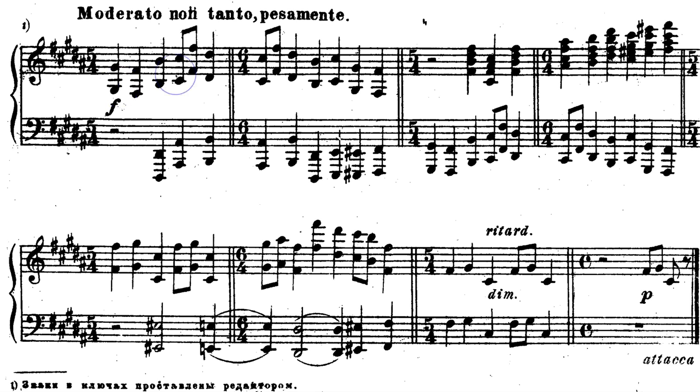It's quite stompy, and actually if you look at the tempo marking, moderato non tanto pesamente, that is to say not too moderately, in other words, on the faster side, right? So don't moderate yourself too much, and weighing heavily, right? So it's going to be very stompy and a little bit brisker.